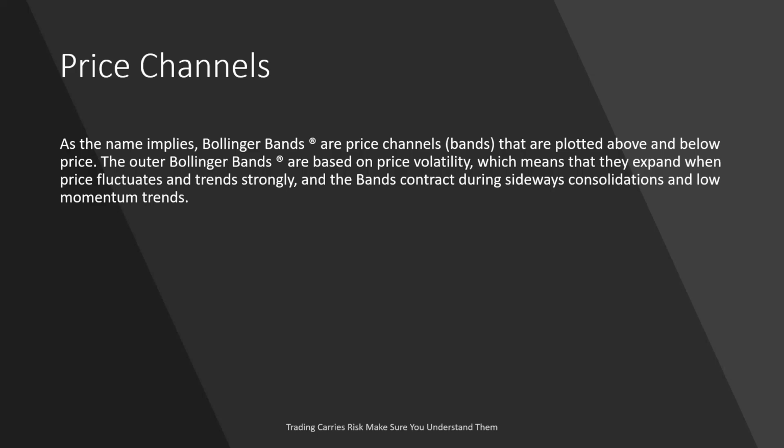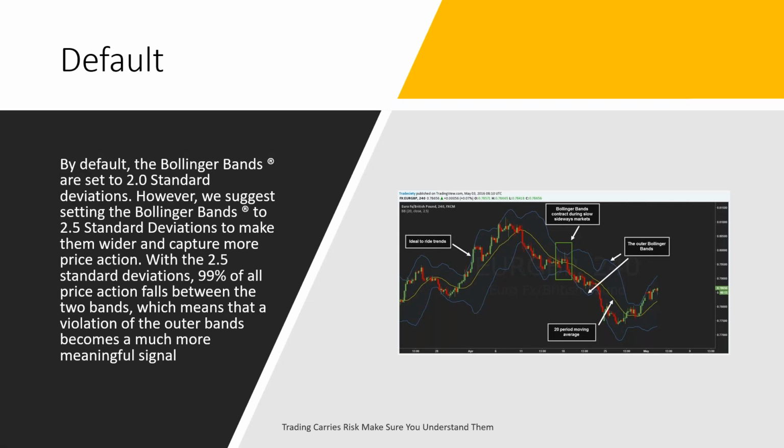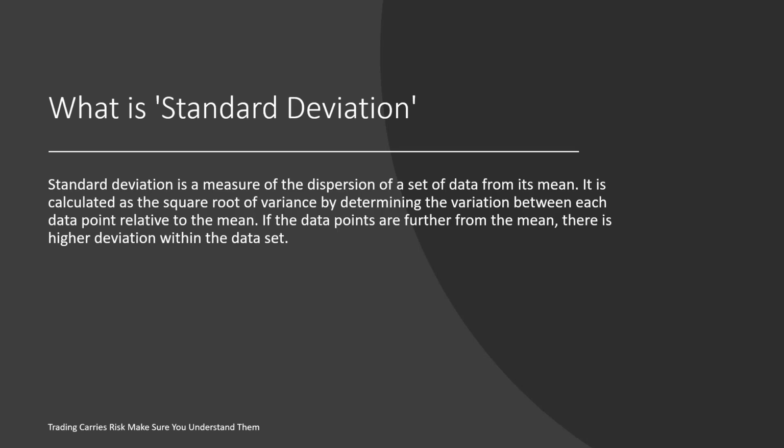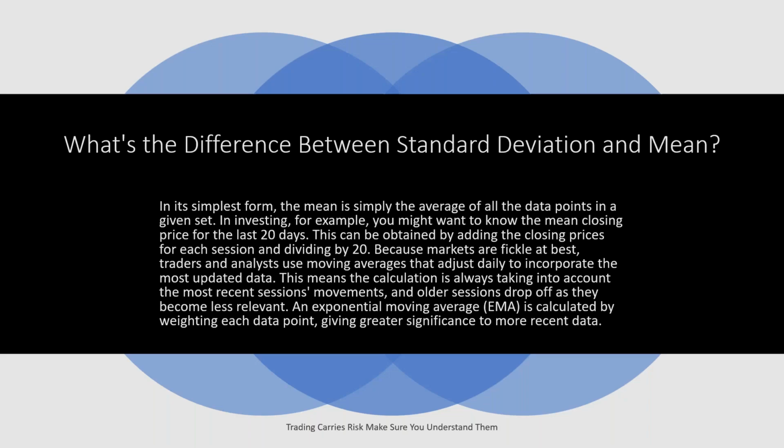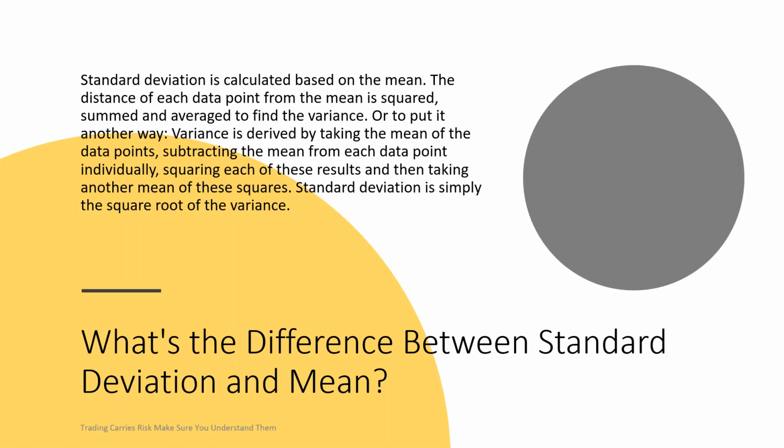But to give you an understanding of standard deviation, standard deviation is calculated based on the mean. The mean is like an average. The distance of each data point from the mean is squared, then summed, and then averaged to find the variance.